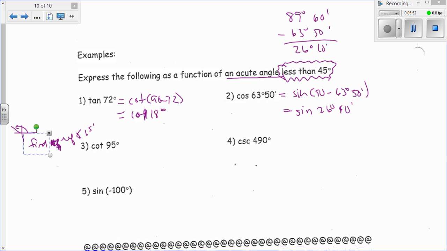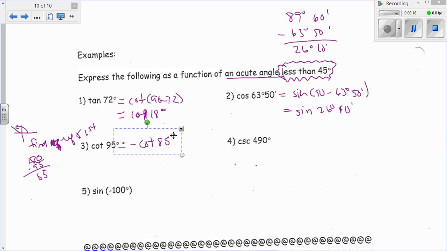Find the reference angle first. So I'm going to do 180 minus 95. 180 minus 95 is 85. And I'm in quadrant 2, so cotangent is negative. So this is equivalent to a negative cotan of 85 degrees.